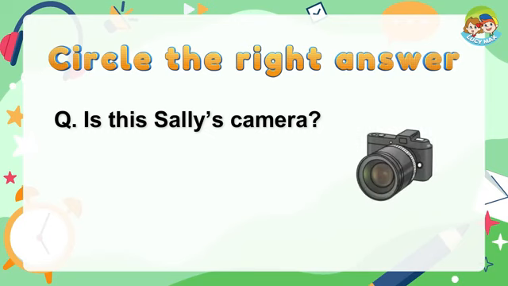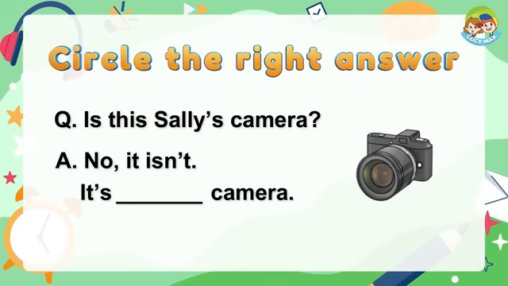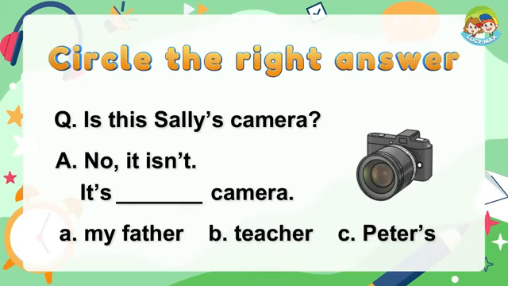Is this Sally's camera? No, it isn't. It's blank camera. The answer is C, Peter's. We need an apostrophe S to make it possessive. Is this Sally's camera? No, it isn't. It's Peter's camera.